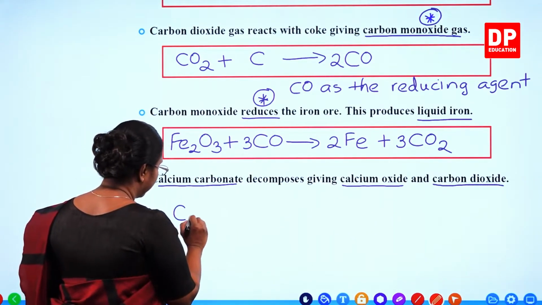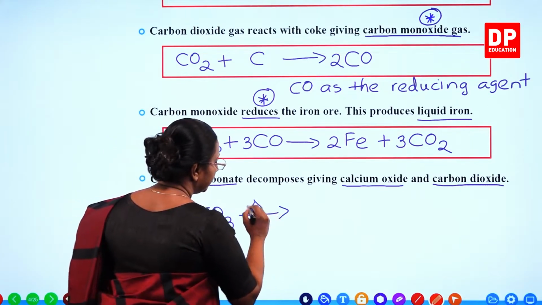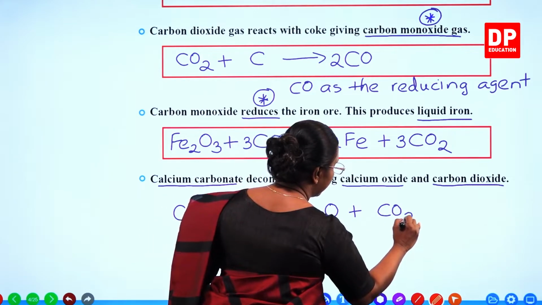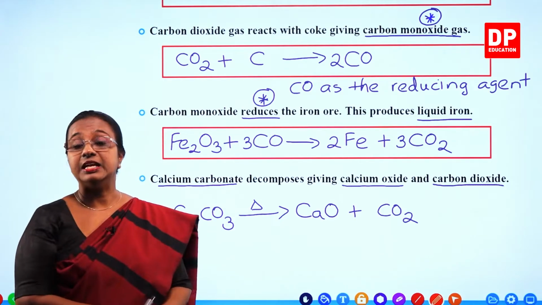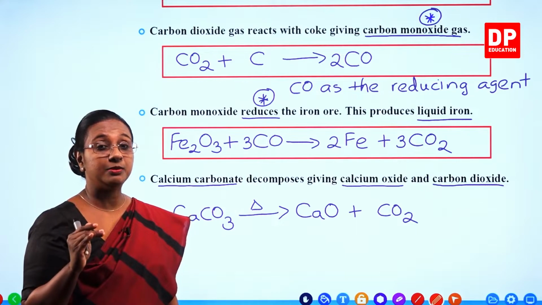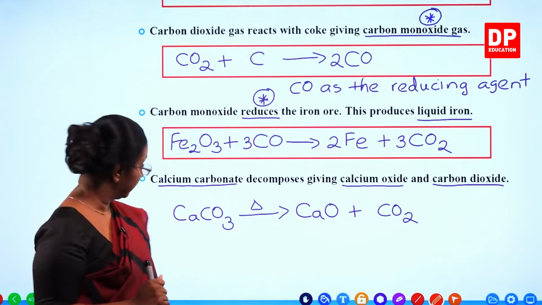So there we have calcium carbonate decomposing to give calcium oxide and carbon dioxide. So for all these also we need to have high temperature. You all can remember the temperature range is between 1000 degrees Celsius and 1900 degrees Celsius.